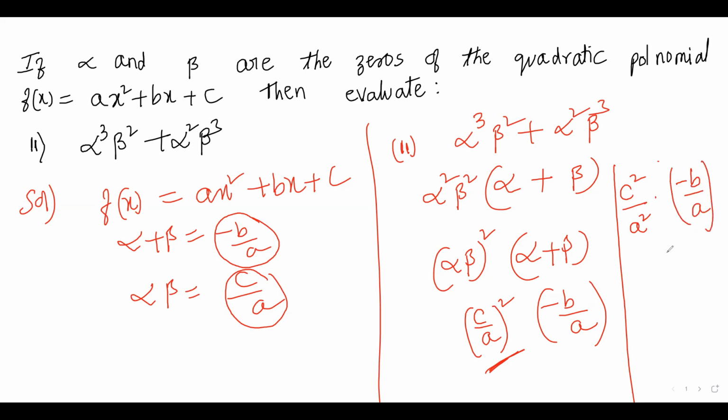When you are multiplying two fractions, you should multiply numerator into numerator and denominator into denominator. So c square into minus b is nothing but minus bc square. A square into a is a cube. When bases are equal, powers will be added. This is your final answer.